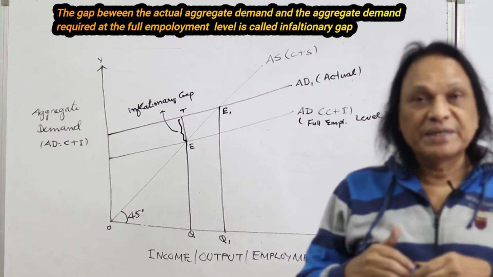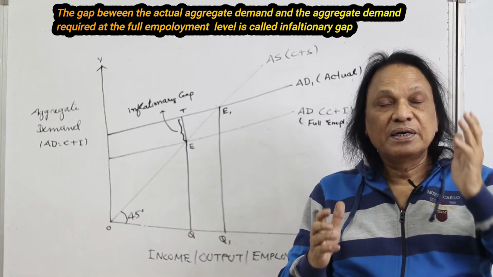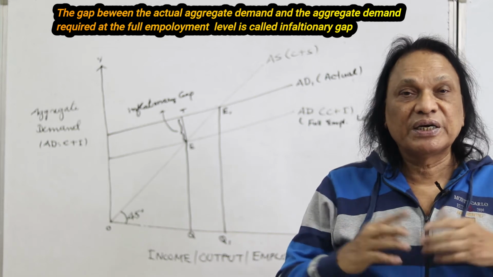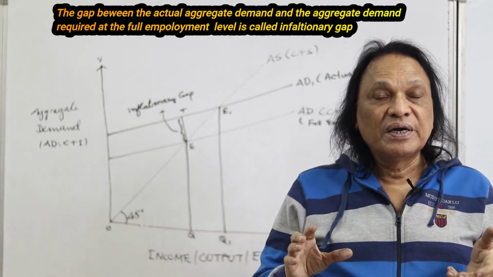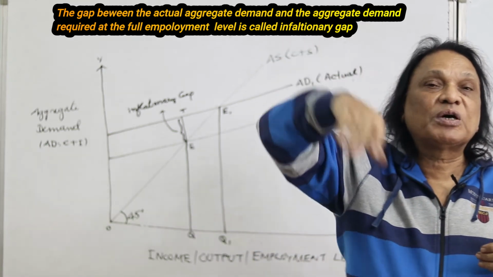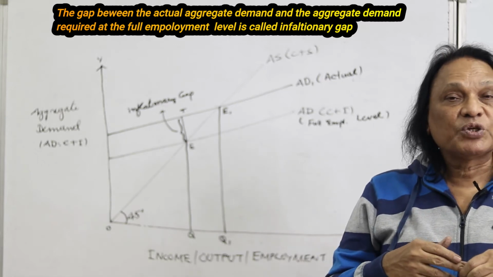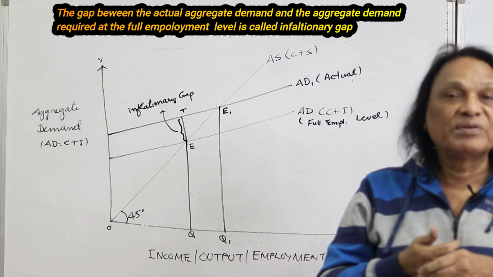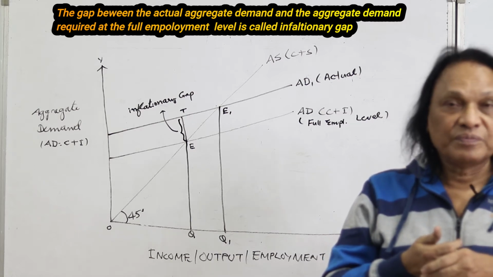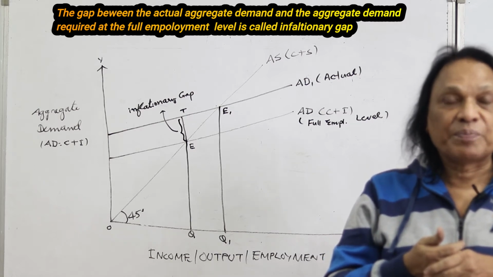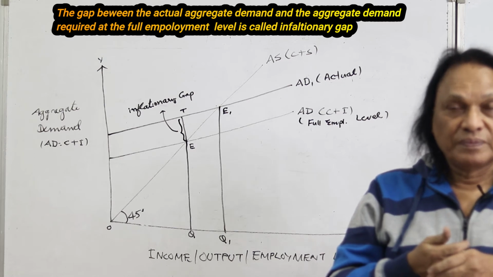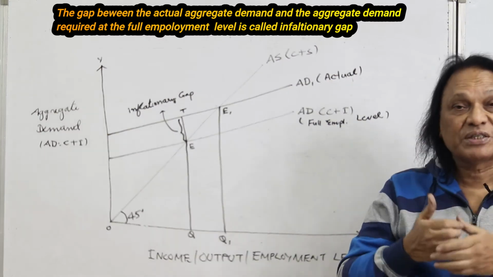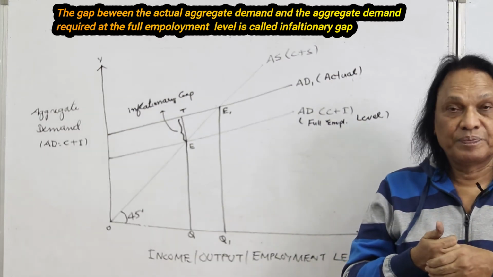So we'll take a numerical example. Suppose the aggregate demand and aggregate supply are equal at the full employment level, let's say $200 billion, and all of a sudden AD goes up to $400 billion. Then a gap is created between AD and AS of $200 billion. That's called excess demand. That is, demand is greater than supply at the full employment level. And the gap between AD and AS at the full employment level is called inflationary gap.